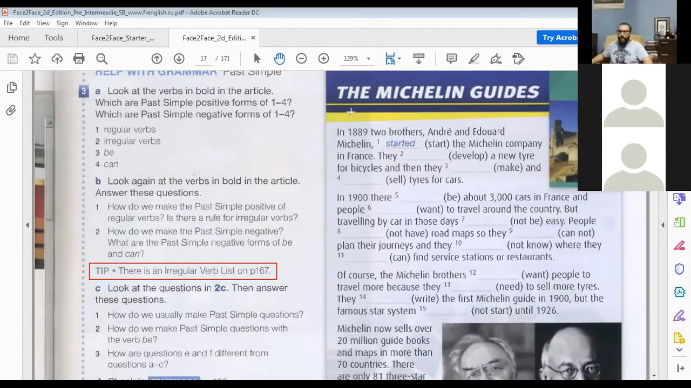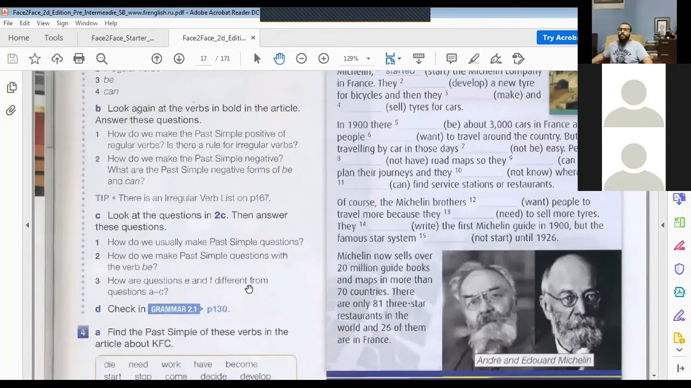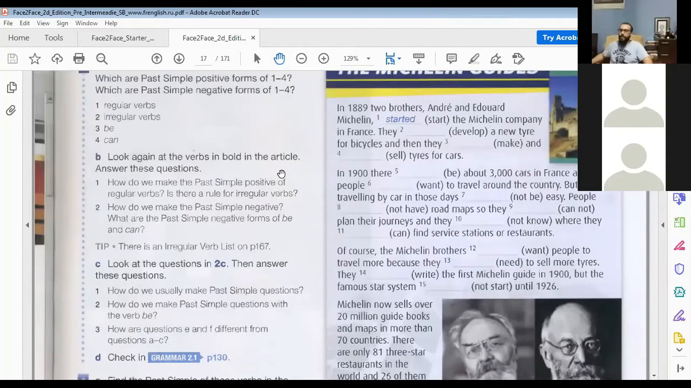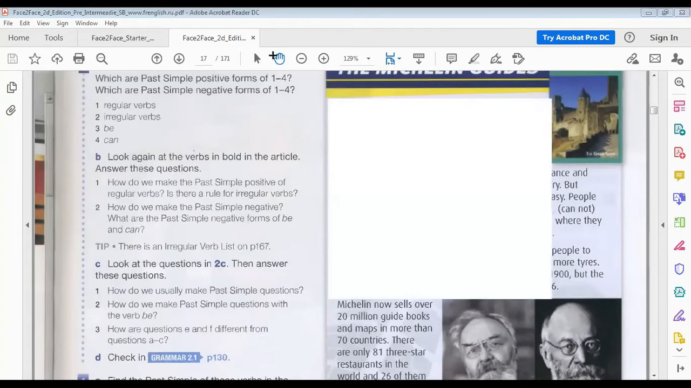Okay. All right. Now, in part C, how do we usually make past simple questions? All right. So who can give me a question using the past simple? Any question you want. Did you start the lesson? Okay, this is an okay question. What kind of question is this? It's correct, by the way. But what kind of question? Yes or no. Exactly. It's a yes/no question.